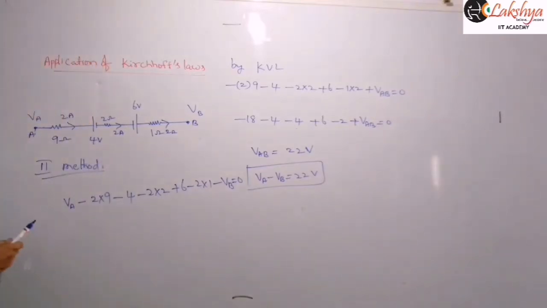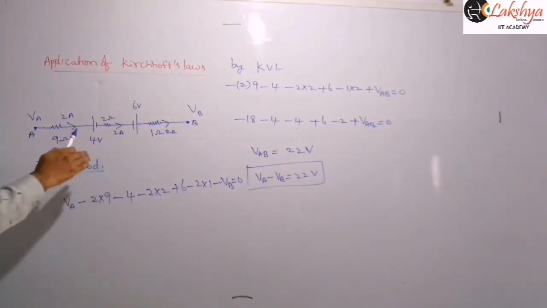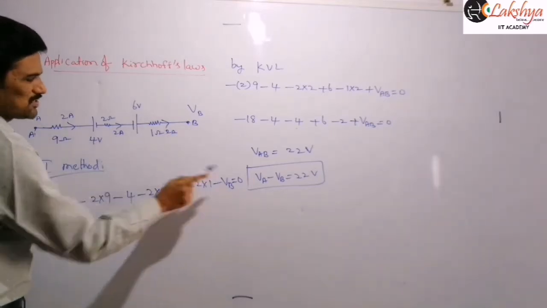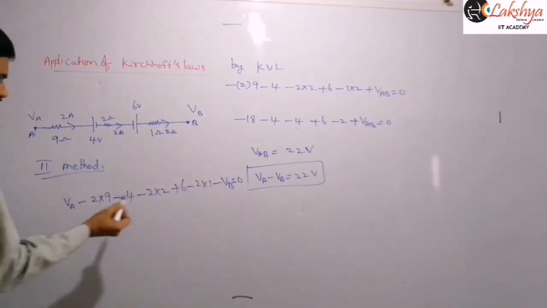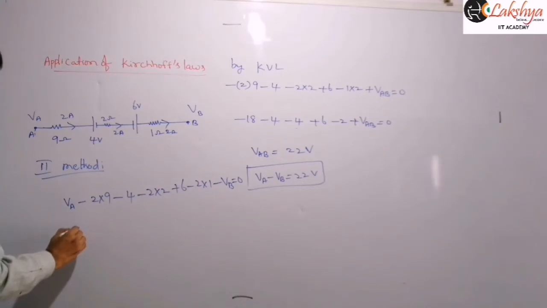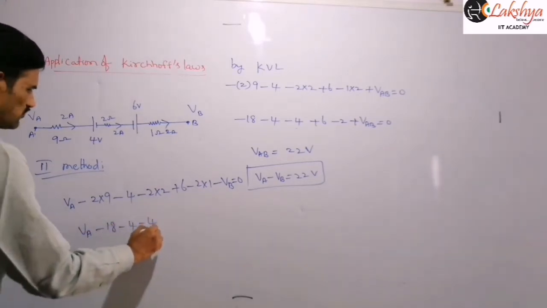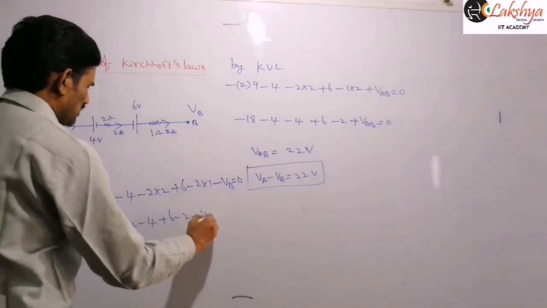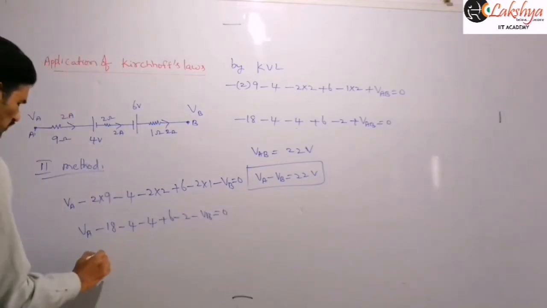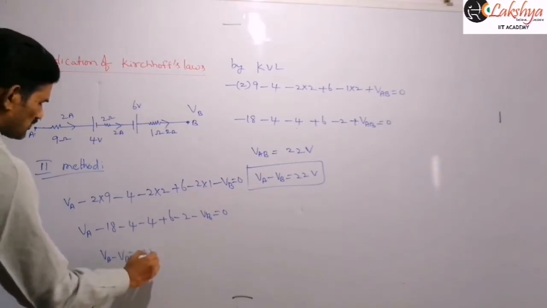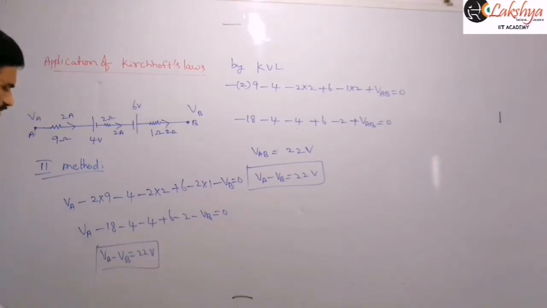Got it? So without taking that assumption, directly we are writing, and you will get the same equation only. Just the approach is different here. So VA, then we apply for the intermediate elements, then finally we write minus VB. Now you can simplify this. So VA minus 18 minus 4 minus 4 plus 6 minus 2 minus VB is equal to 0. And from this you can write VA minus VB is equal to 22 volts, the same as our previous value.